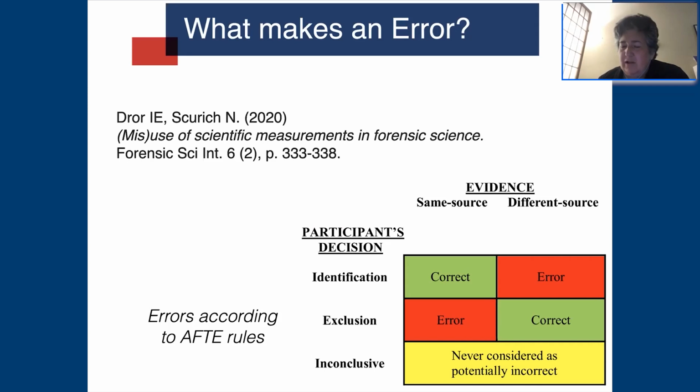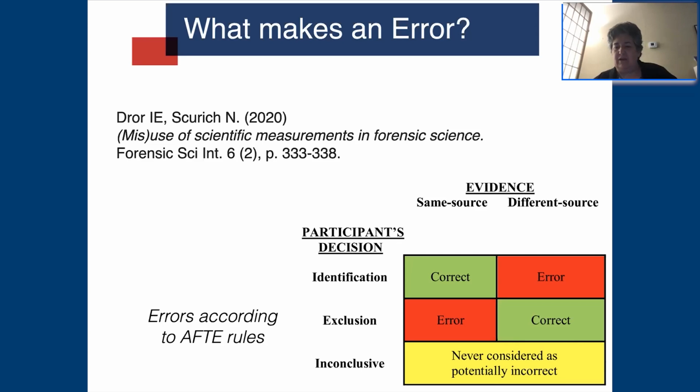This is called a confusion matrix. Don't you love those names? I hope it doesn't provide any more confusion. But what we're doing here is we're showing the ground truth in columns and the participants, so in that case, the firearms examiner's conclusion. And you can see how identification goes hand in hand with same source, exclusion goes hand in hand with different source.